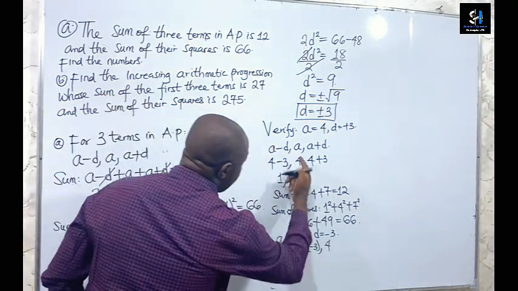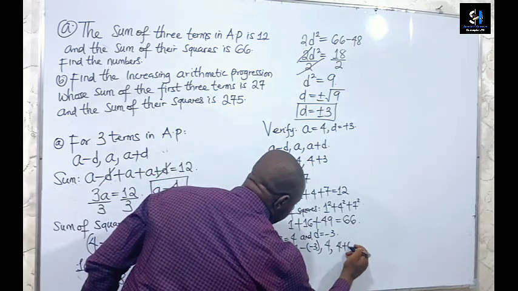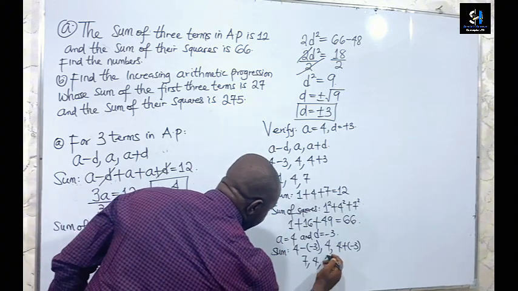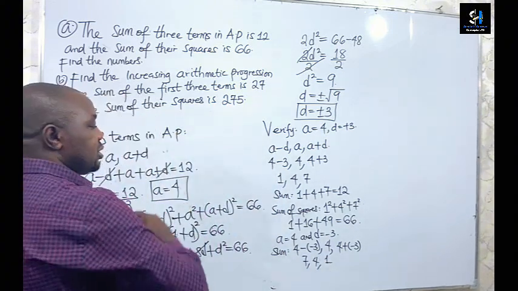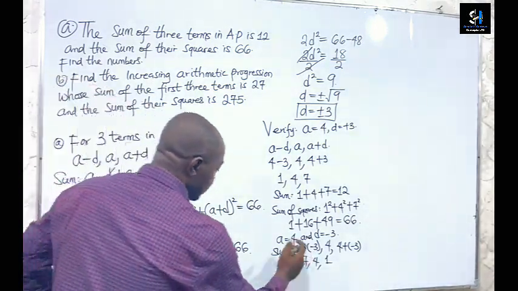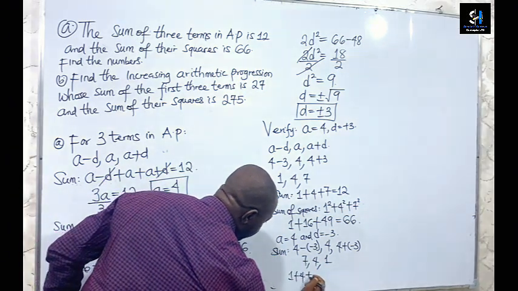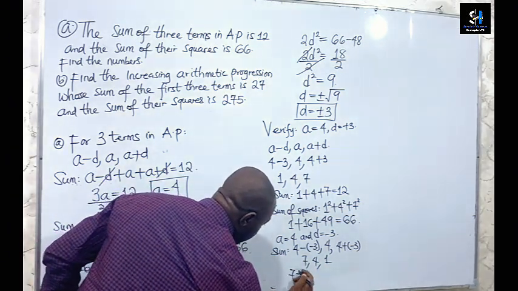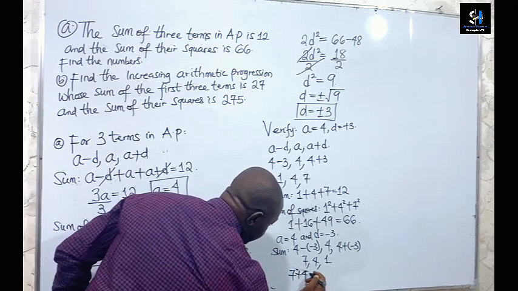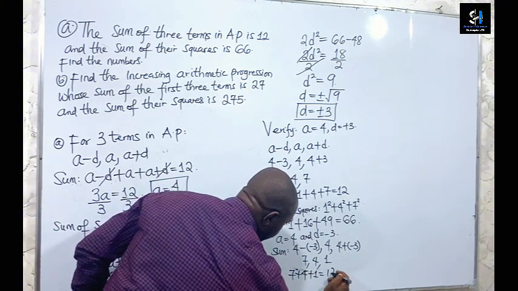Then we have the second term to be a, while the third term is 4 minus 3. So this is 7, this is 4, this will be 1. So we have it in descending order. In this case, when we add 1, that's 7, 4, 1: 7 plus 4 plus 1. This will be 12.